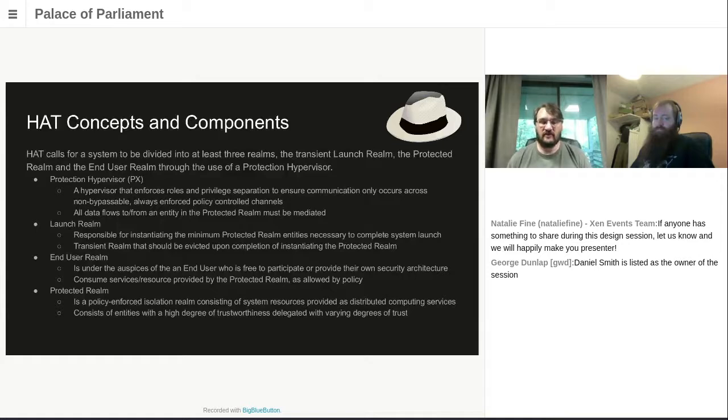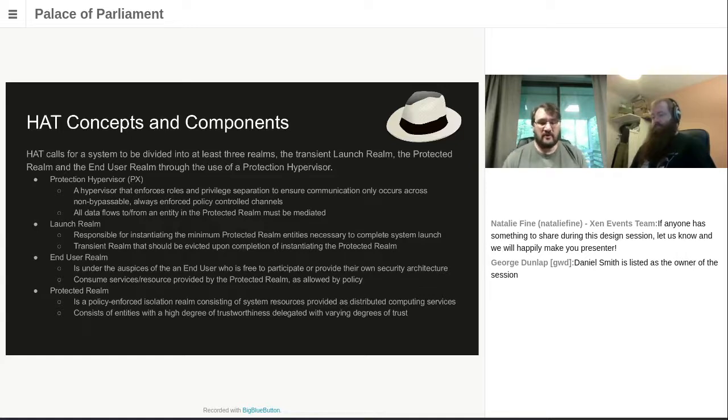So just to dive into these components just a little bit with some definitions. As you saw, we divide the system into 3 realms: a transient launch realm, the protected realm, and the end user realm, through the use of a protection hypervisor. The protection hypervisor basically is there to enforce roles and privileges separation on the platform and to mediate communications across the components within the platform. All data flows to and from an entity in the protected realm must be mediated by the protection hypervisor.